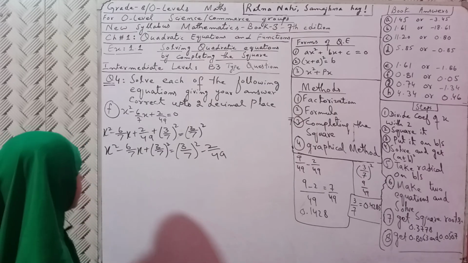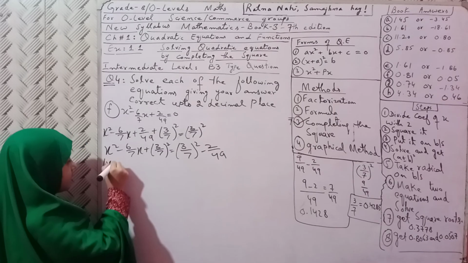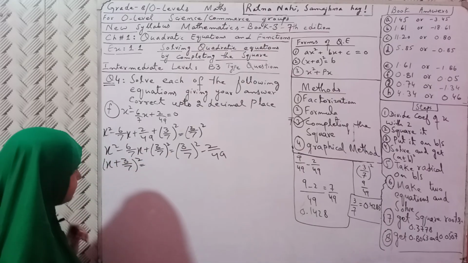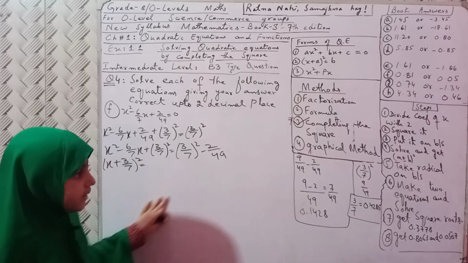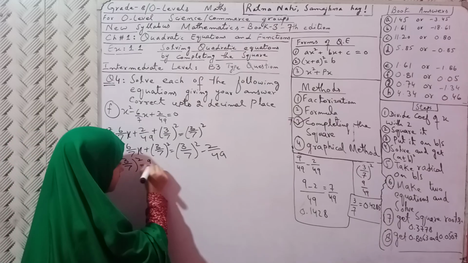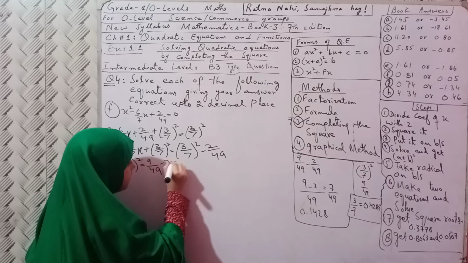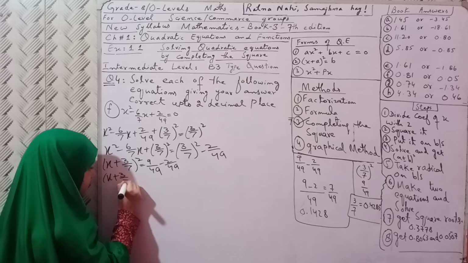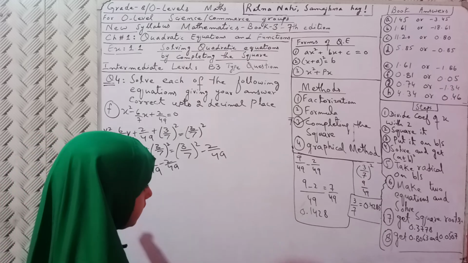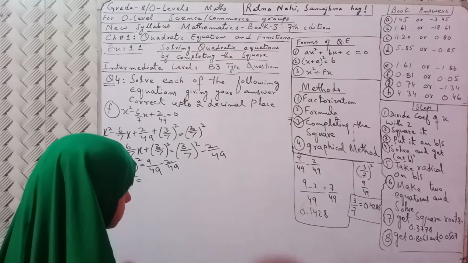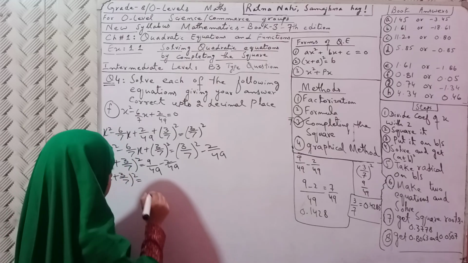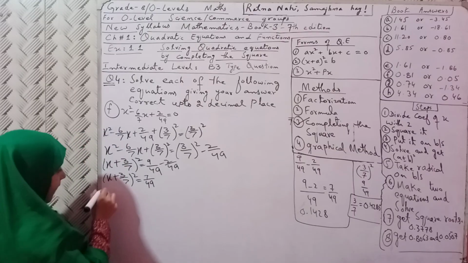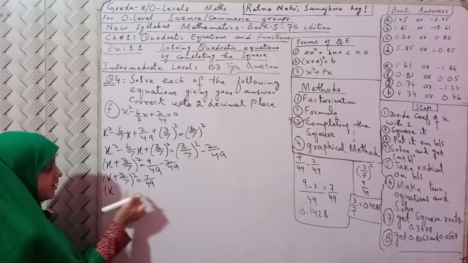Now here we will use the (a minus b) whole square formula. So (x plus 3 upon 7) whole square is equal to, now we will open this. 3 3 is 9, 7 7 is 49, minus 2 upon 49. Here we will take the LCM. So (x plus 3 upon 7) whole square is equal to 7 upon 49. Then we will divide it.